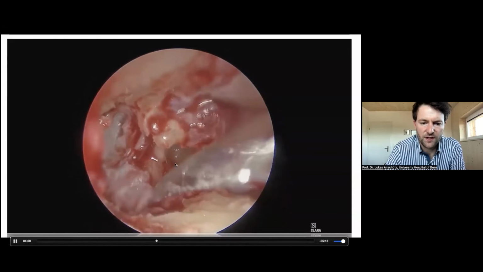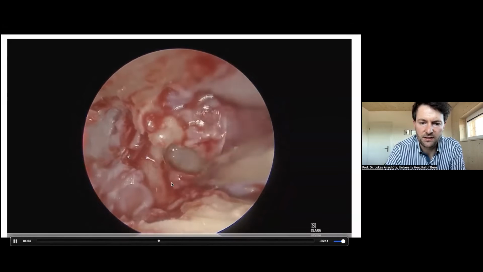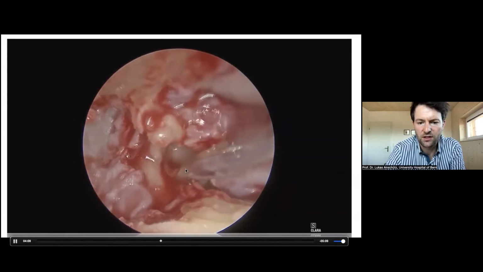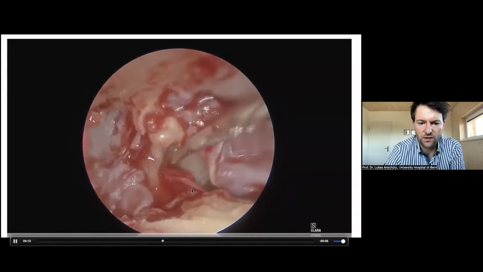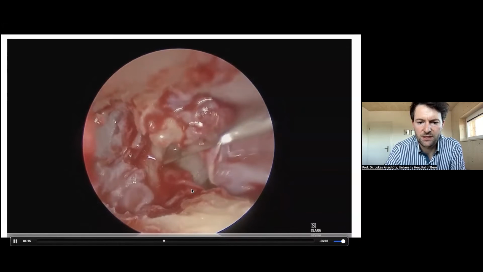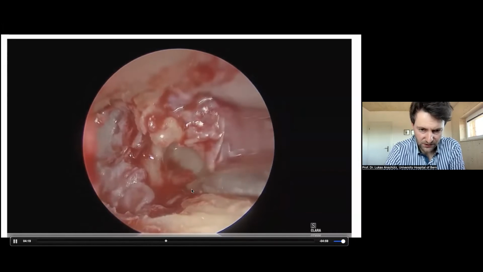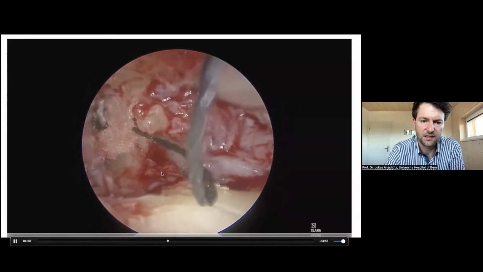You can see here the facial nerve. I dissect the cholesteatoma away from the stapes, from the facial nerve. You can see here this is rather inflammatory tissue and not the cholesteatoma, so granulation tissue, but I still want to clean it in a good way. So that's why I need to make this cut here. We can see now the situation.